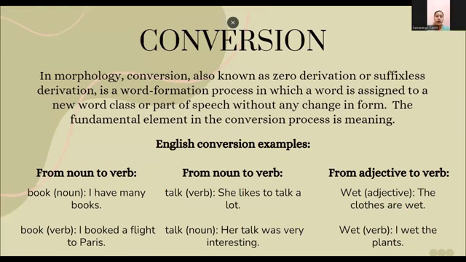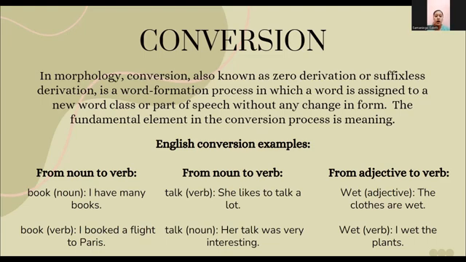Conversion. In morphology, conversion, also known as zero derivation or suffixless derivation, is a word formation process in which a word is assigned to a new word class or part of speech without any change in form. The fundamental element in the conversion process is meaning. There are three types of conversion. First, from noun to verb.